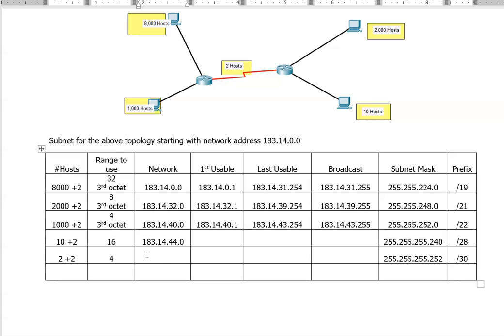Now we're back in the fourth octet. We add 16. So the next subnetwork begins at 183.14.44.16. Minus 1 gives us 183.14.44.15 for the broadcast. Go ahead and fill in the rest of the line.